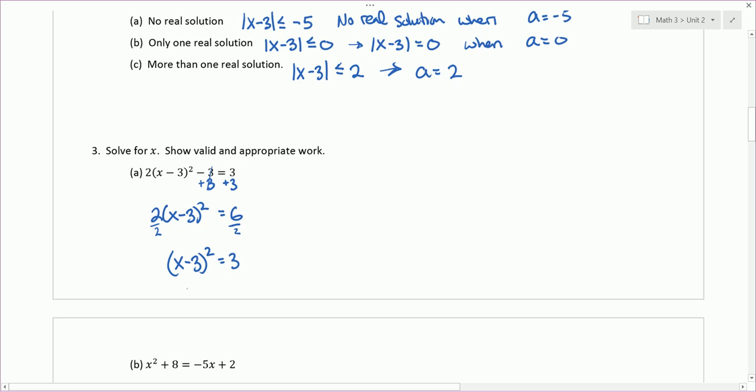Take the square root of both sides. When you do that, we end up with x minus 3 on the left-hand side and the square root of 3 on the right-hand side. But don't forget, when you take the square root, it could be positive or negative square root of 3. Lastly, add 3 to both sides, and we end up with x is positive 3 plus or minus the square root of 3.